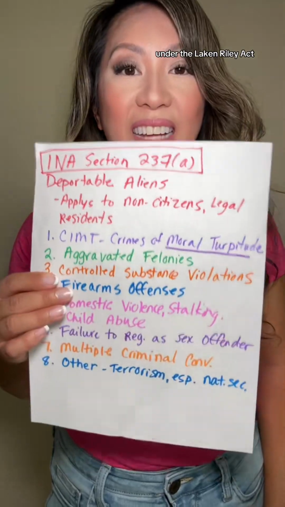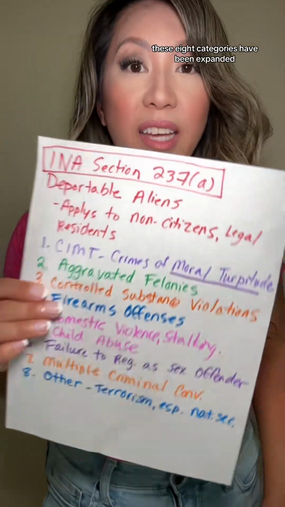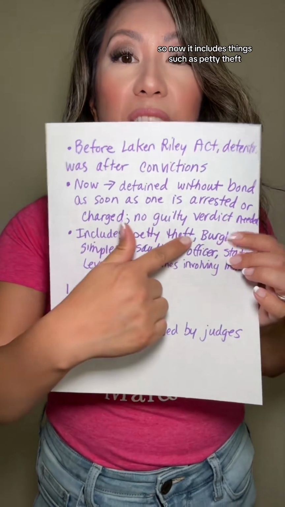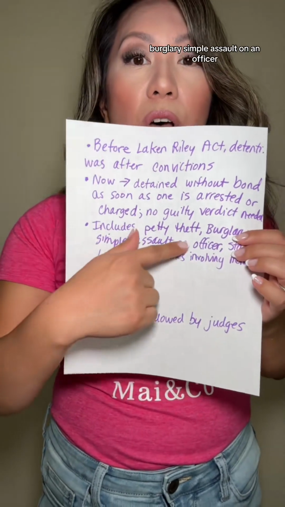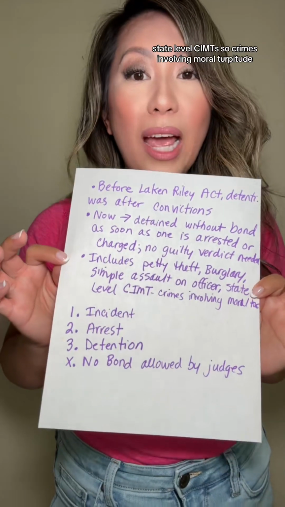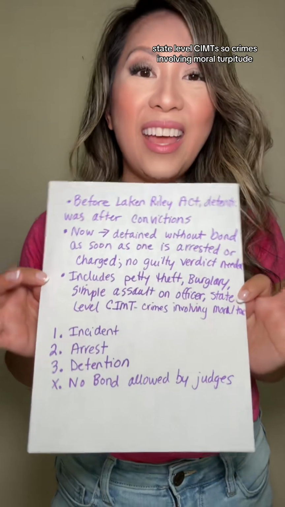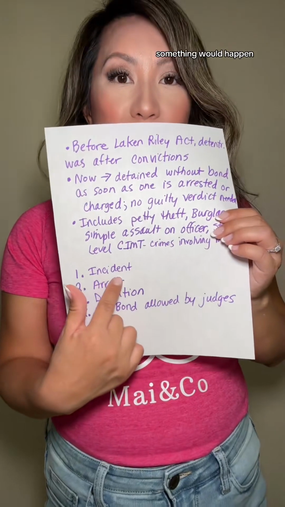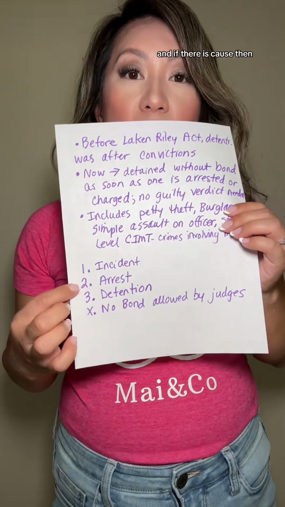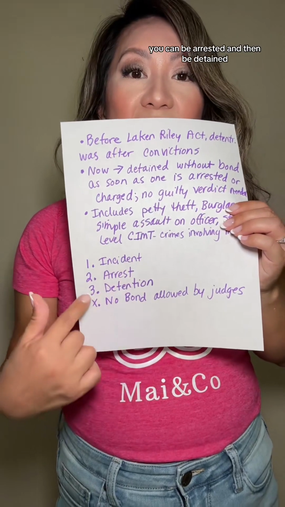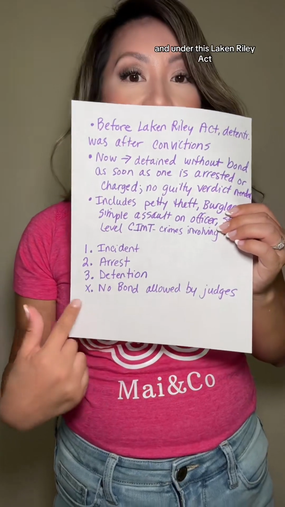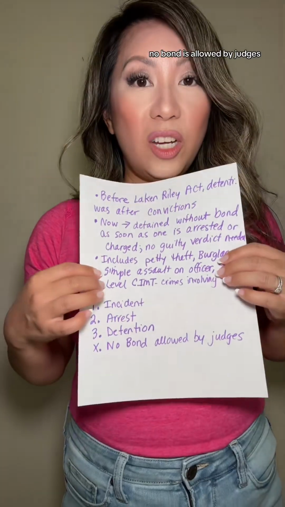Under the Laken Riley Act, these 8 categories have been expanded. So now it includes things such as petty theft, burglary, simple assault on an officer, state-level CIMT, so crimes involving moral turpitude. The process would be something would happen, like an incident or a crime or a potential crime, and if there's cause, then you can be arrested and then be detained. And under this Laken Riley Act, no bond is allowed by judges.